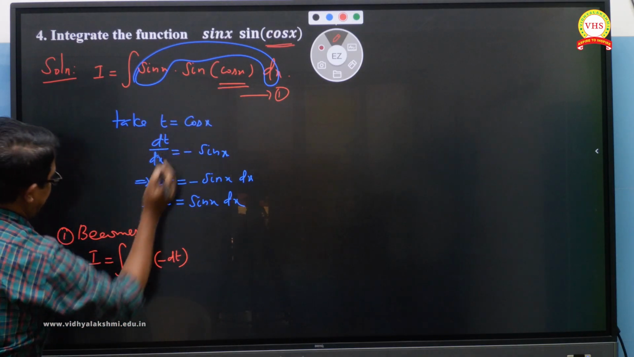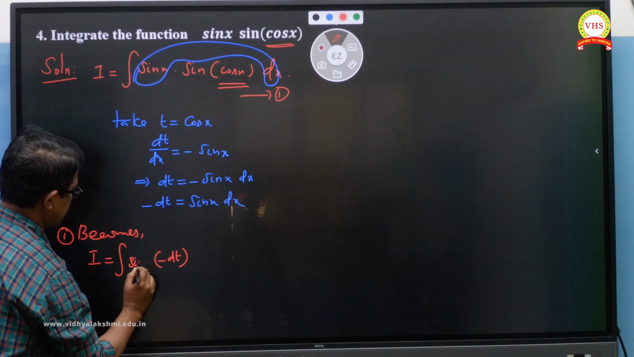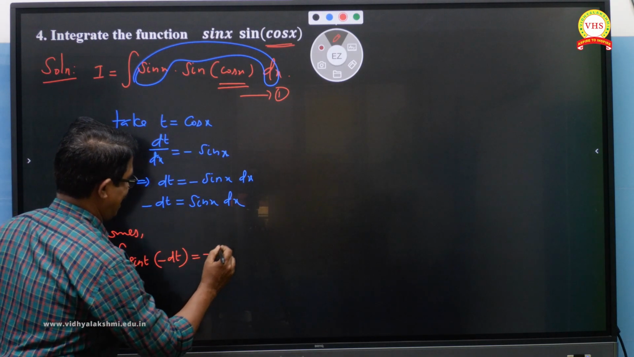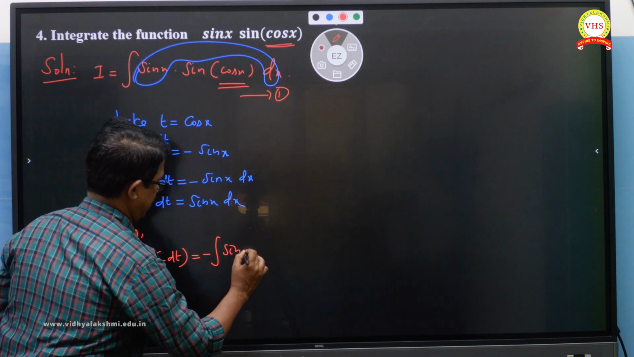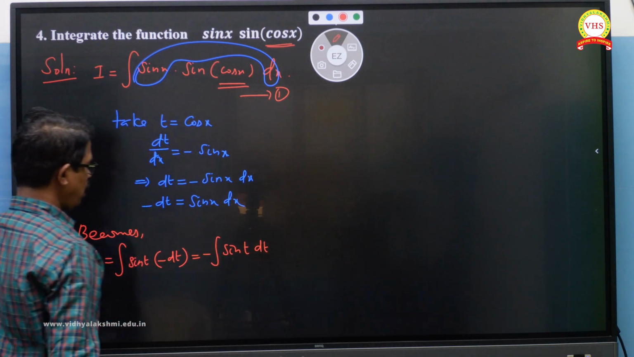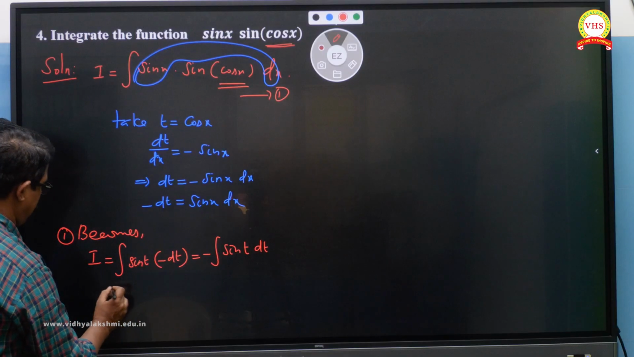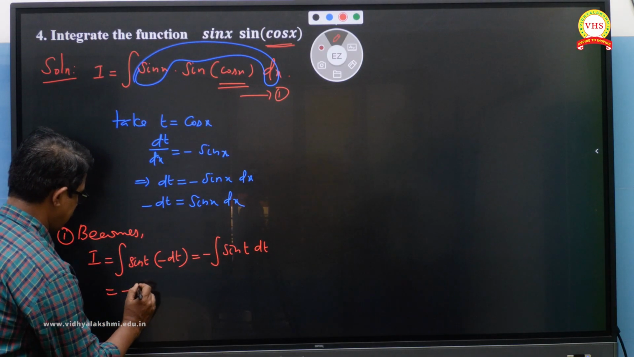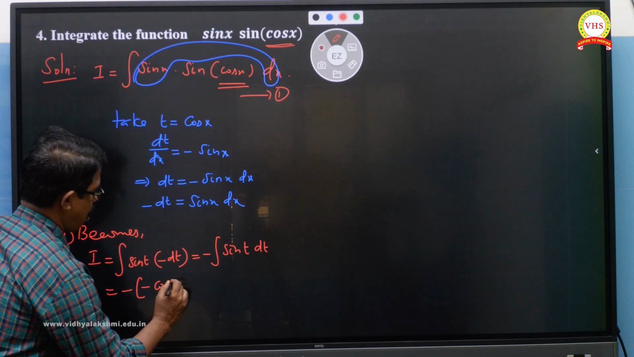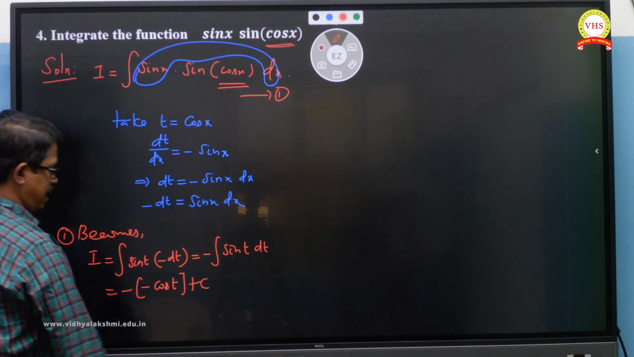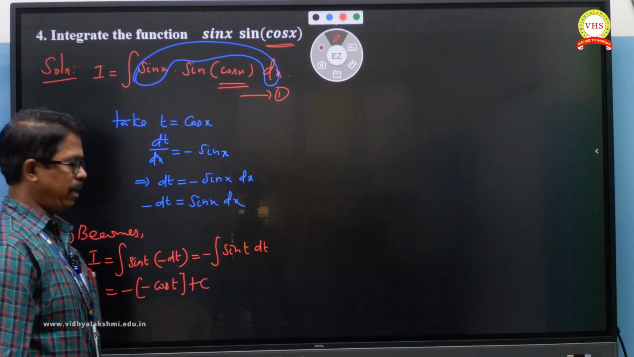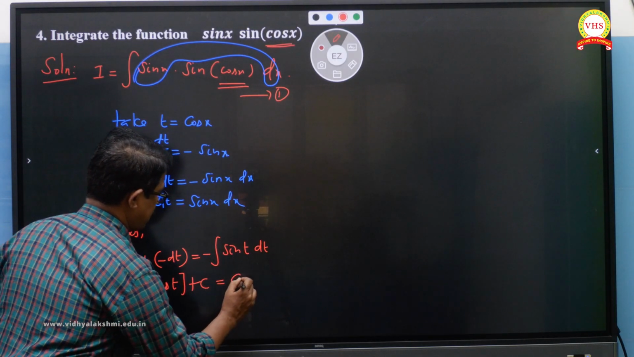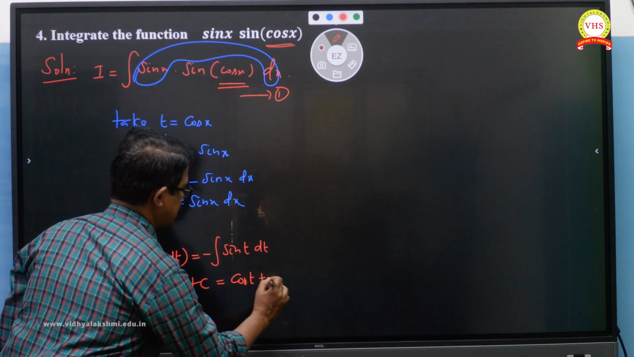Now what is sine of cos x? That is sin t. Look at the integration. It is totally in terms of the variable t. No issue about that. That is a direct formula. Integral of sin t dt equals minus cos t plus c, the integral constant. Now finally, minus into minus gives plus cos t plus c.